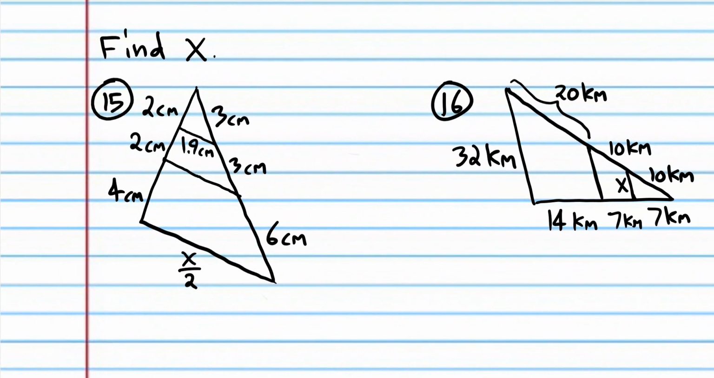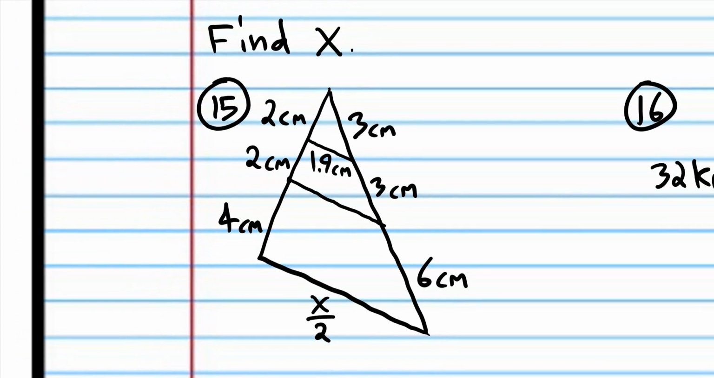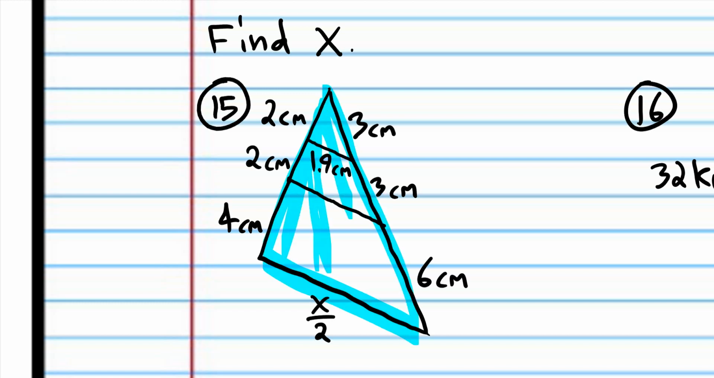So to number 15, we're supposed to find x. I want you to notice that there are actually 3 triangles here. There's this triangle, there's this triangle, and there's the big triangle, the biggest triangle. Now, we can use these lengths. We know that this segment here, that 1.9 meter segment, we know that that's a midsegment of this triangle.